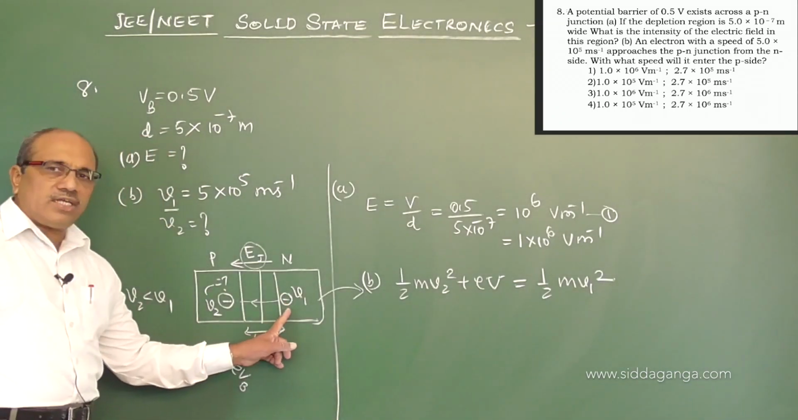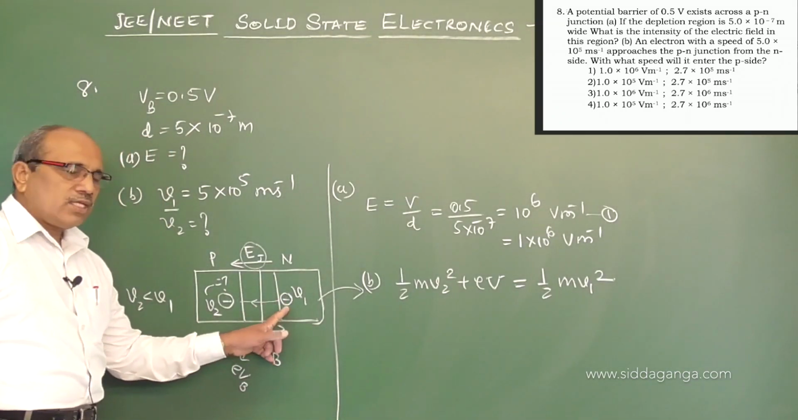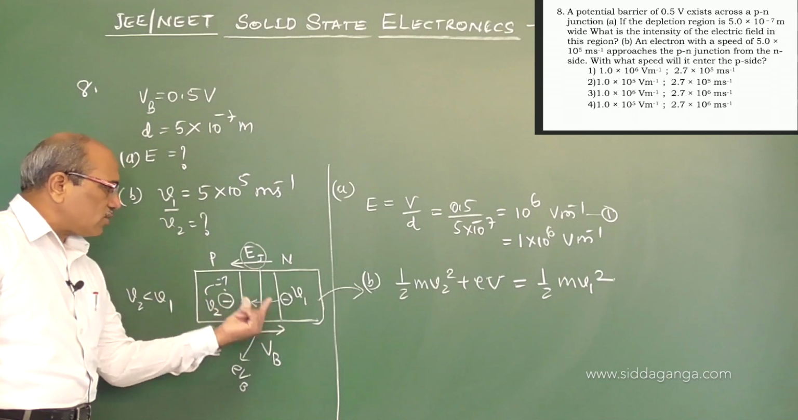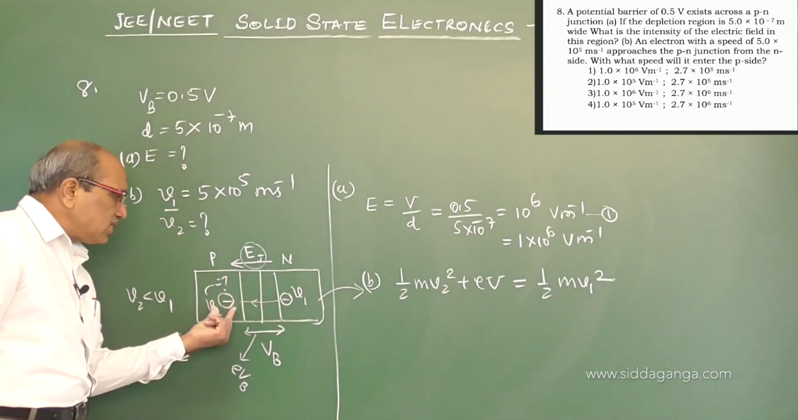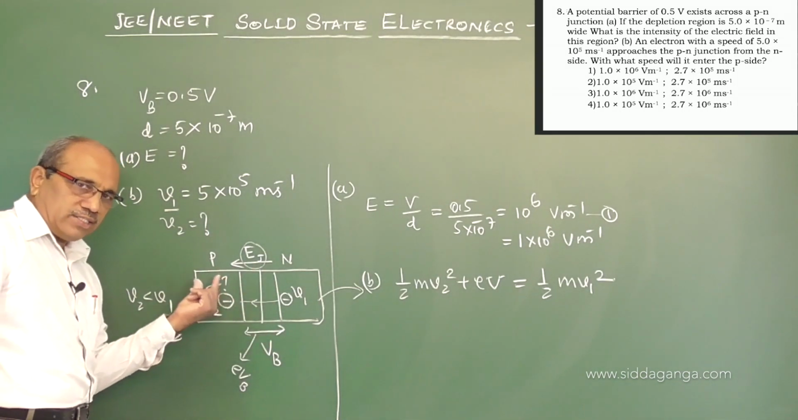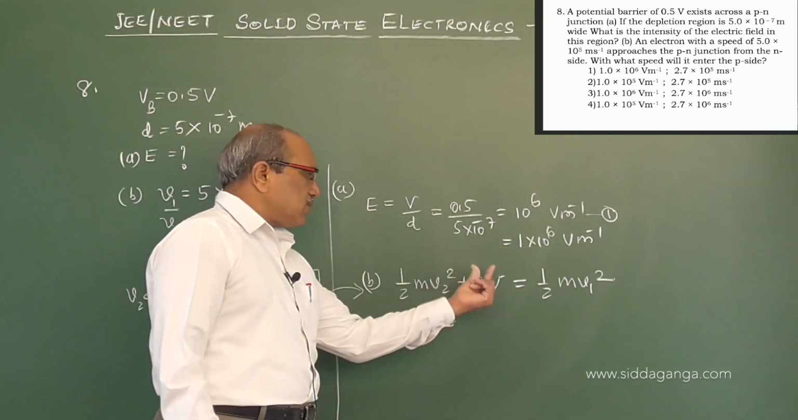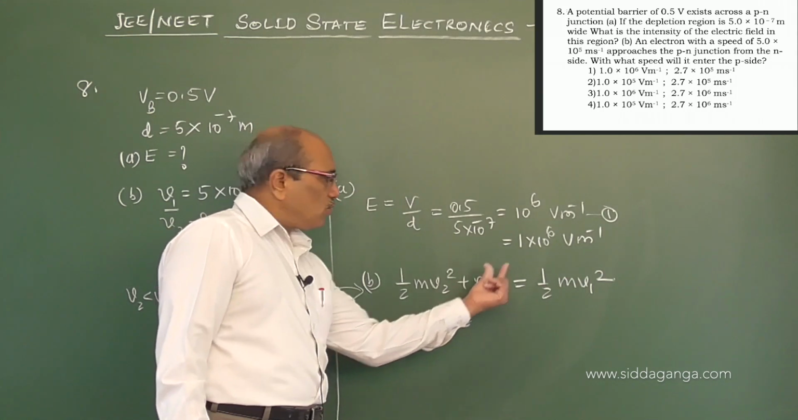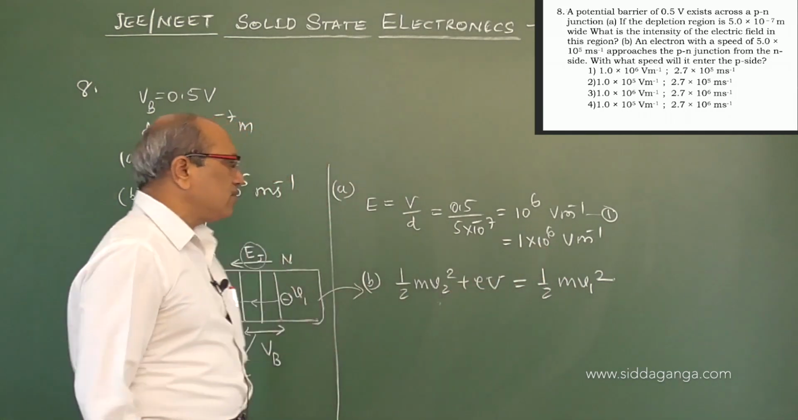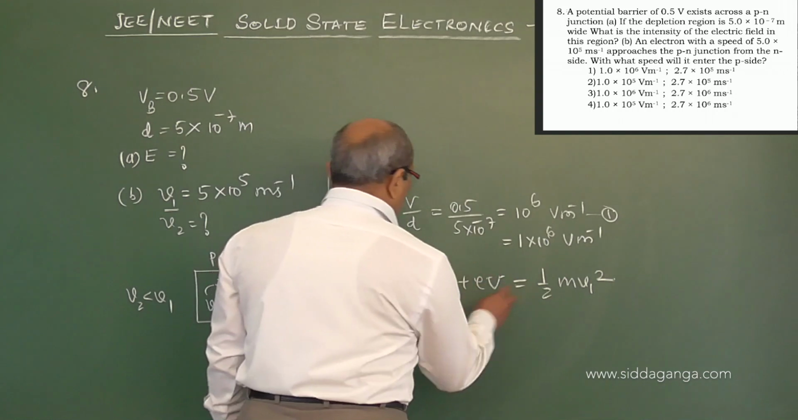Because of the energy the electron has in the n region, it will use some of it to cross the barrier, and what remains appears as kinetic energy in the second region. Therefore, kinetic energy in the p region plus barrier potential energy equals the energy in the n region. Let us substitute the values, we will come to know.